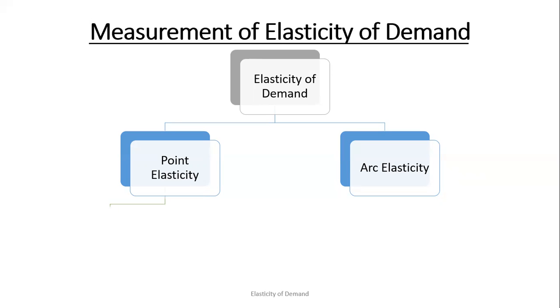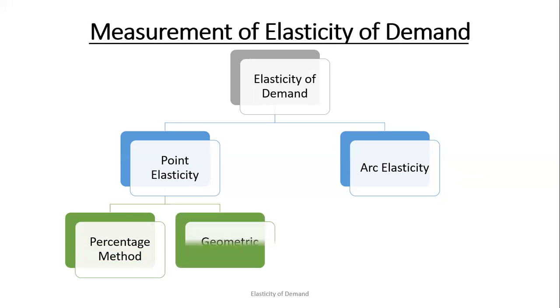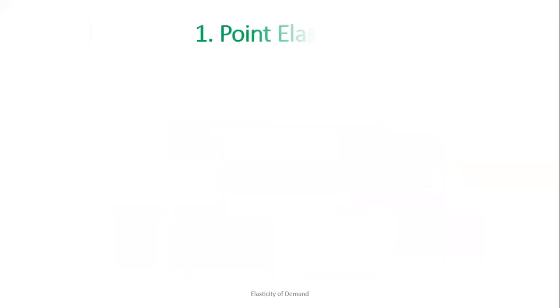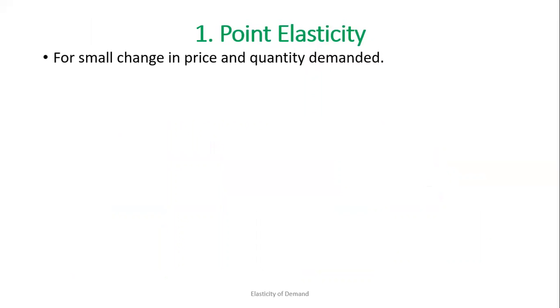There are two methods of measuring point elasticity. First called the percentage method and second called the geometric method. Similarly, to measure arc elasticity, we have the midpoint formula and the total expenditure method. Now let's discuss all these four methods one by one. First is the percentage method.